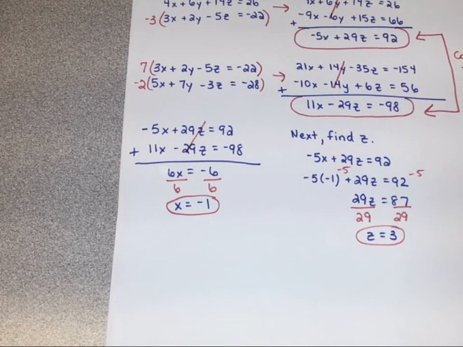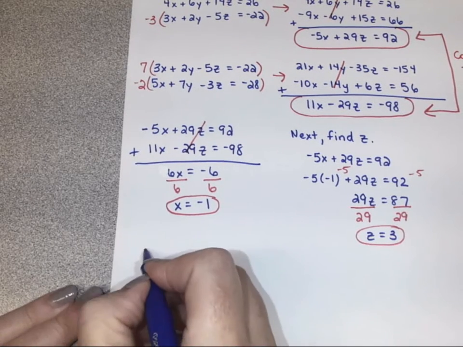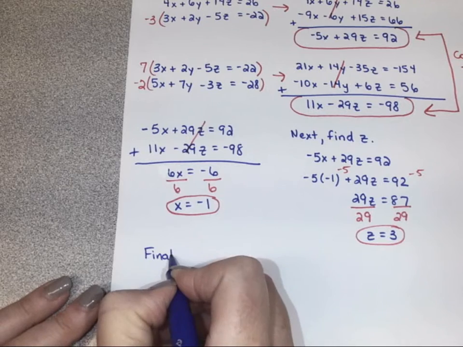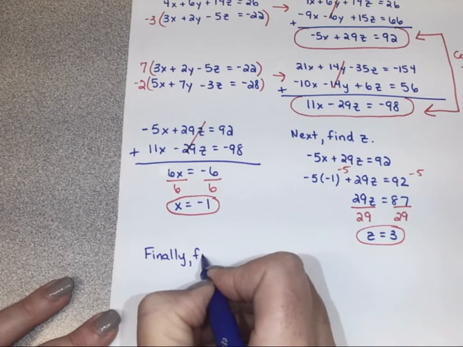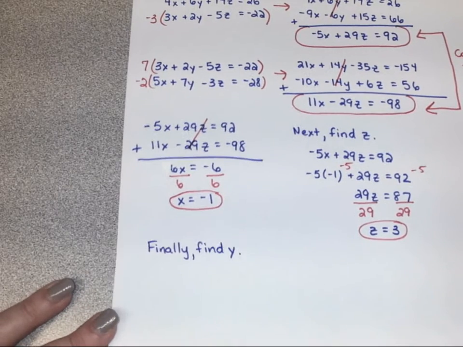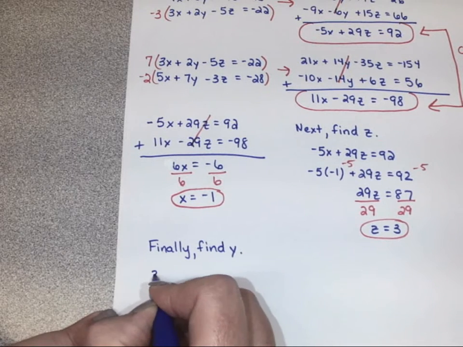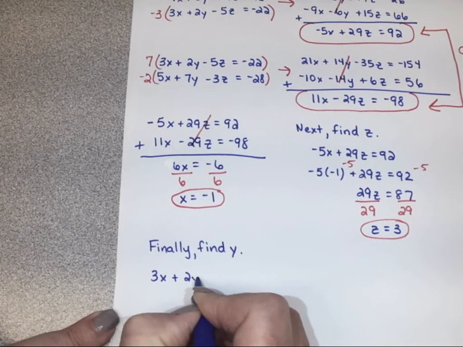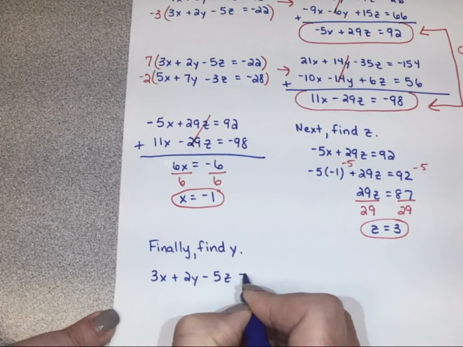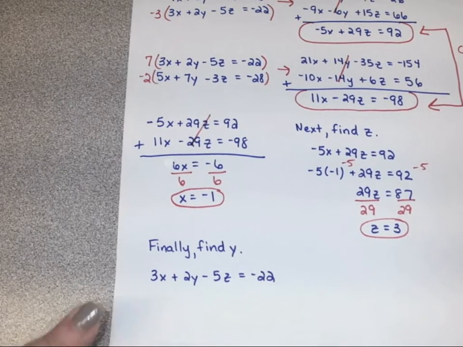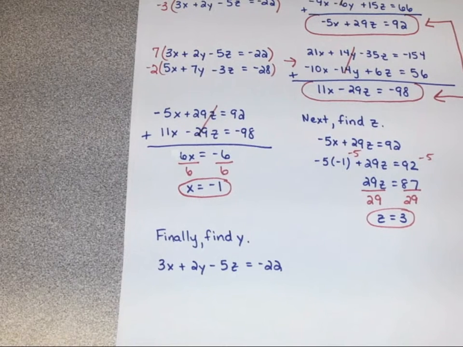So what's my final step then? So what's the one that I don't know yet? I know x, I know z, I don't know y yet, right? So pick an equation, I don't care which one. I'm going to pick the second equation because it looks to me to have the smallest numbers. That is really the only reason I picked it, but you can pick anything you want and then plug in the x and the z and see what the y would have to be.